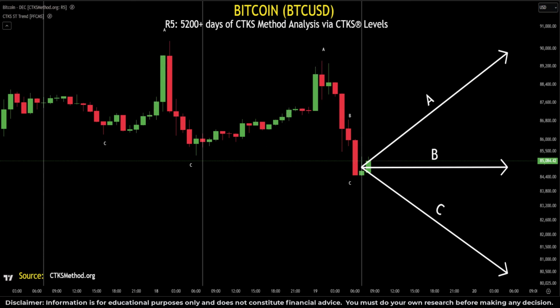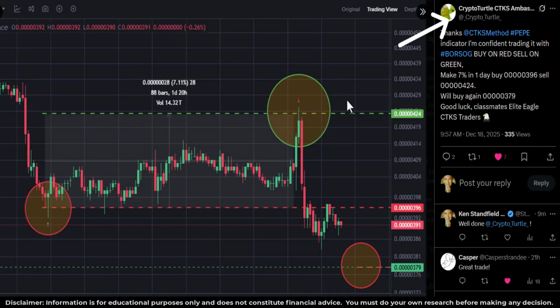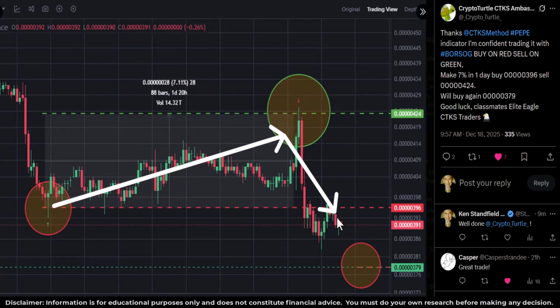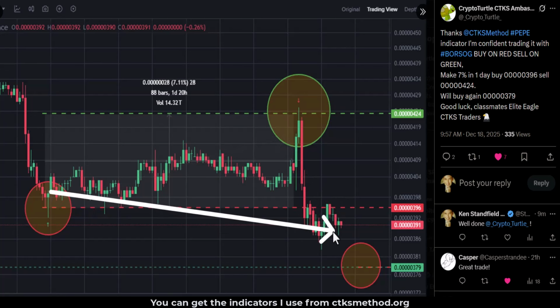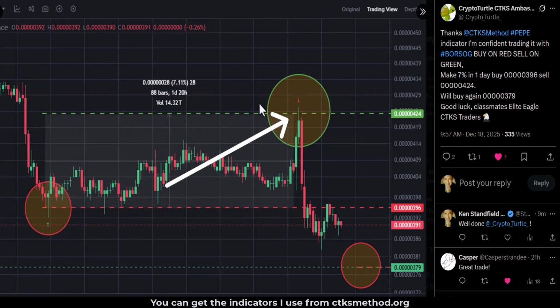And I want to show you someone from our community who did exactly that. This is a trade from CryptoTurtle, and CryptoTurtle was trading Pepe with the indicator from the service. These buys are structural. These sells are structural. And when you know where the structural buy levels are and where the structural sell levels are, even if you get an ABC move, you're going to be okay. Things can end up actually down on the day, but you can make profit. And CryptoTurtle made 7% in 1 day and 20 hours from this move.